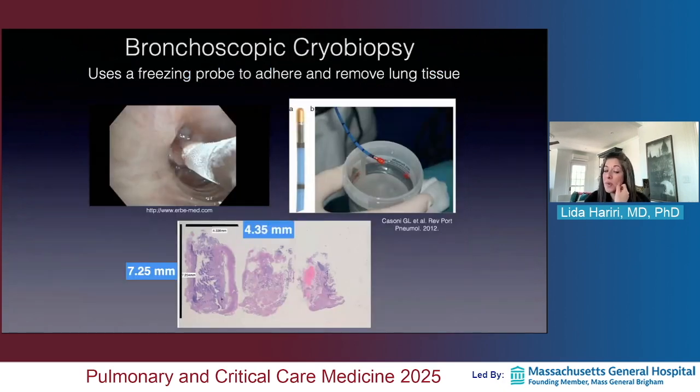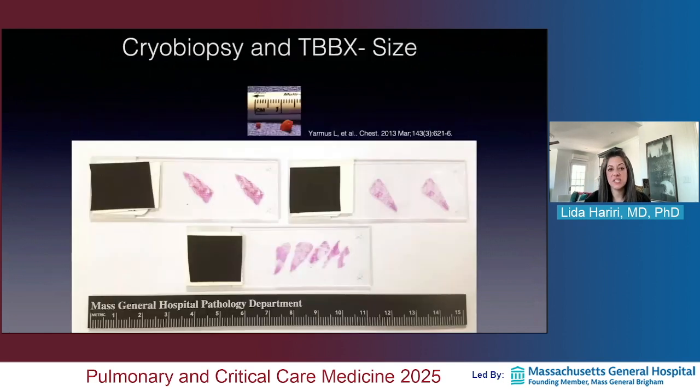Now, bronchoscopic cryobiopsy has really become the newer kid on the block, being used more and more frequently, I'd say, where you use a freezing probe from a bronchoscopic approach to adhere and then remove lung tissue. And so you get much larger tissue pieces than a transbronchial biopsy. So you can see here, this is a cryobiopsy on the top right. This is a transbronchial biopsy on the top left.